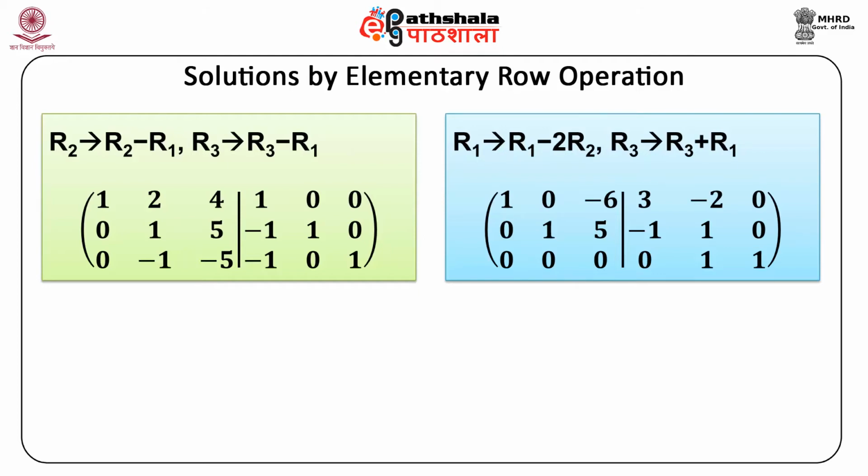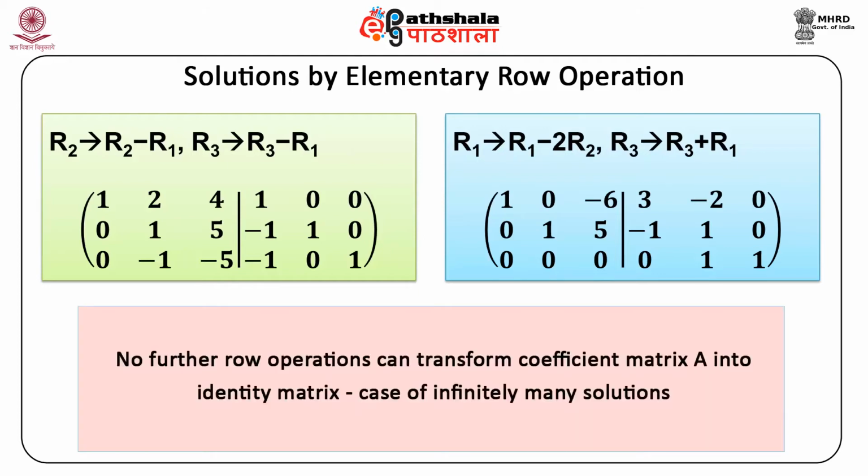At this point, it can be clearly seen that no further row operations can transform the coefficient matrix A into an identity matrix. Hence, this is the case of infinitely many solutions.